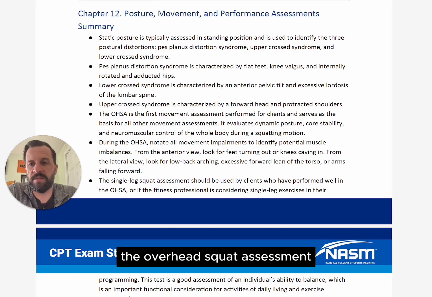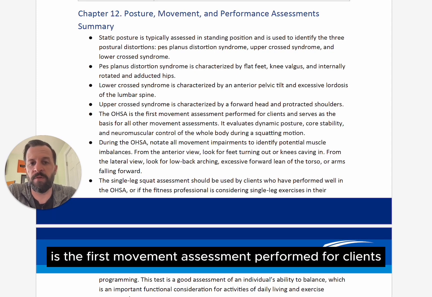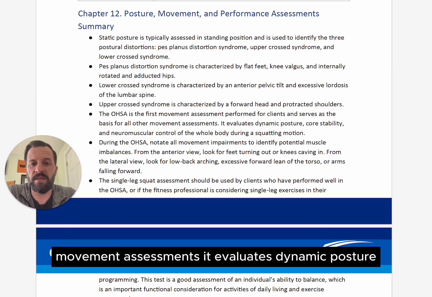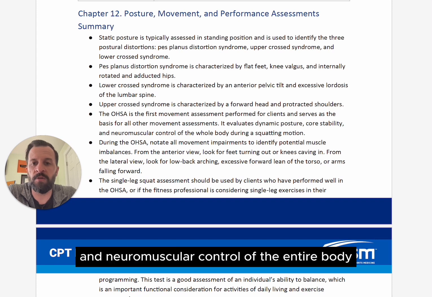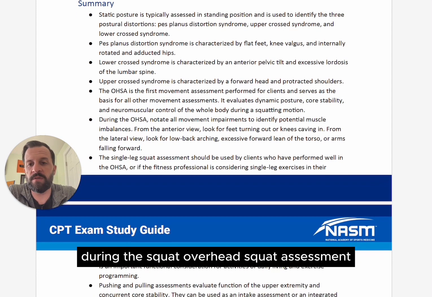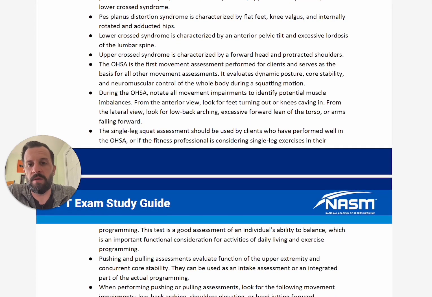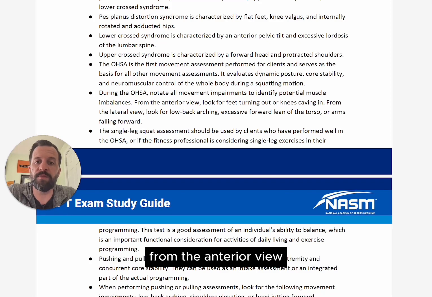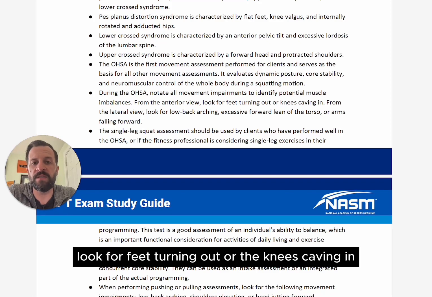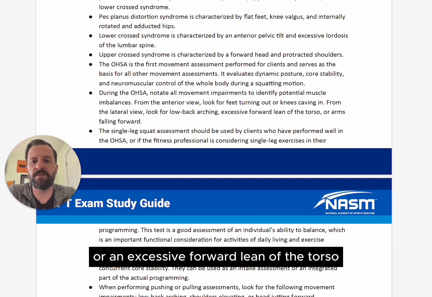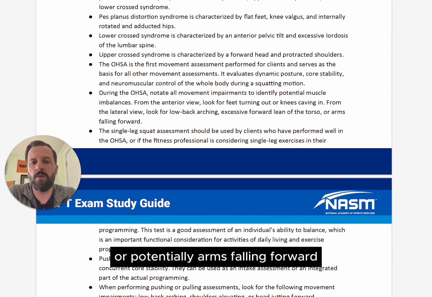The overhead squat assessment is the first movement assessment performed for clients and serves as a basis for all other movement assessments. It evaluates dynamic posture, core stability, and neuromuscular control of the entire body during a squatting motion. During the overhead squat assessment, notate all movement impairments to identify potential muscle imbalances. From the anterior view, look for feet turning out or the knees caving in. From the lateral view, look for the low back arching or an excessive forward lean of the torso, or potentially arms falling forward.